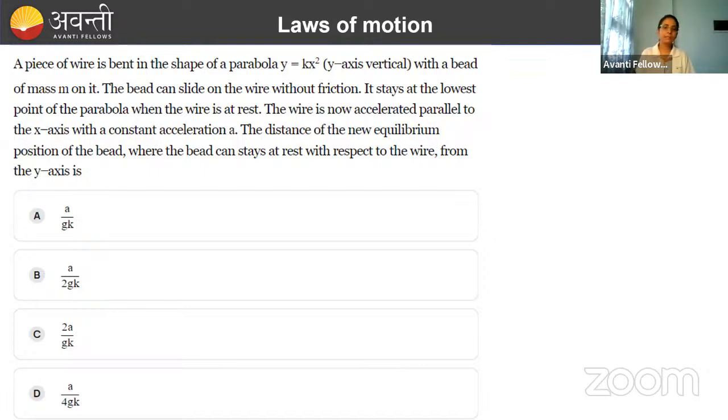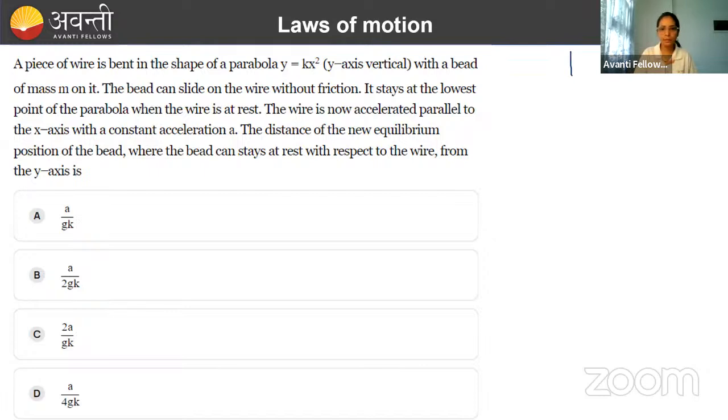Simple application of Newton's laws of motion, like simple use of pseudo force will come into account here. You just need to write the free body diagram of the bead when you have accelerated the wire forward with a certain acceleration, right? So you just need to do that.